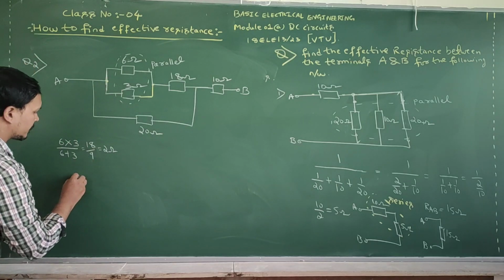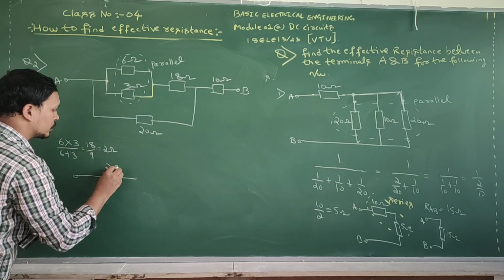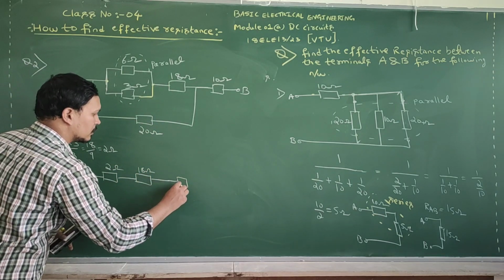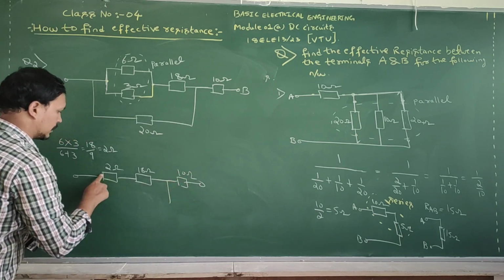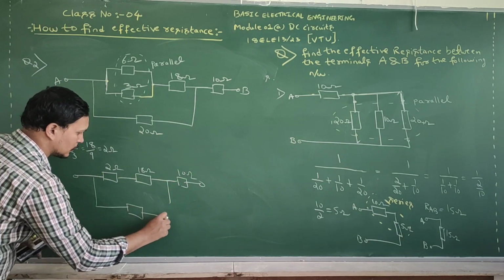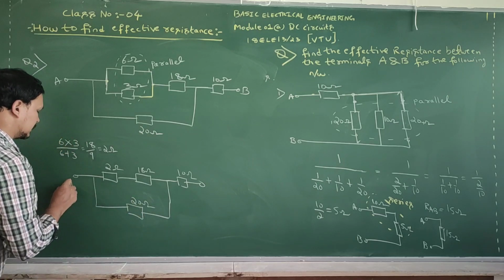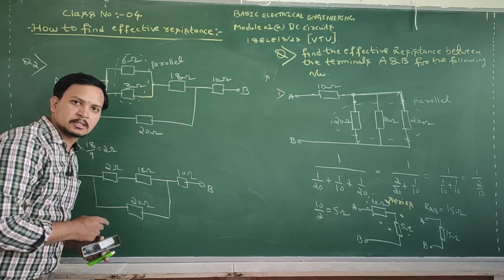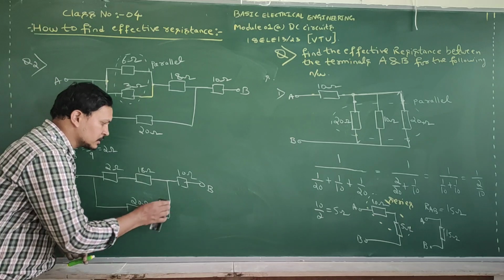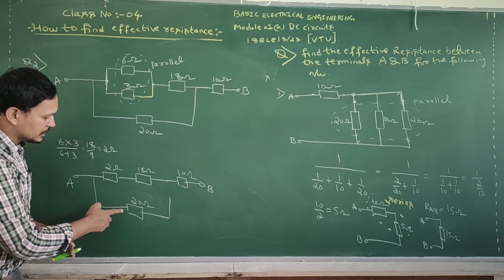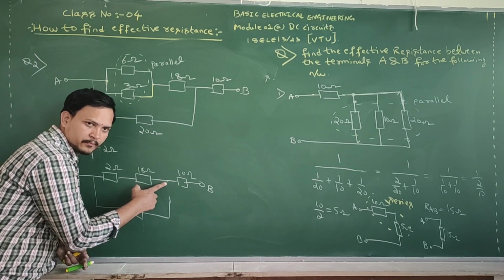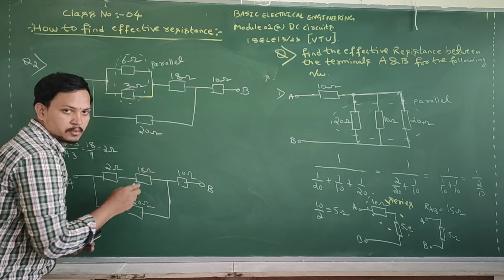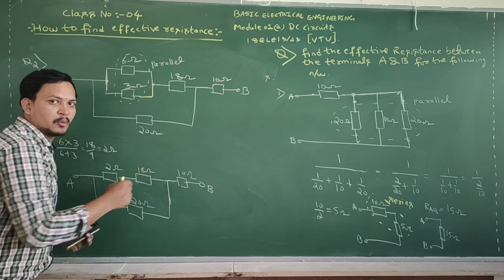Now draw the network. This will become 2 ohm and then 18 ohm and then 10 ohm. Across this combination again 20 ohm is connected. These are the terminals A and B. Now do you think 18 and 10 are connected in series? They would be in series if there were no disturbance, but this 20 ohm is disturbing this end-to-end combination. Therefore, you cannot make a series of this because some element is disturbing the combination.